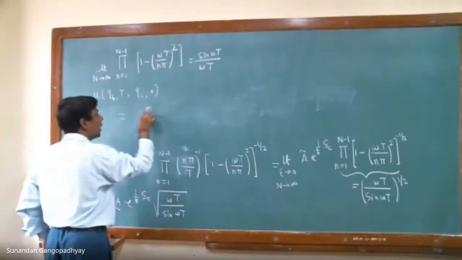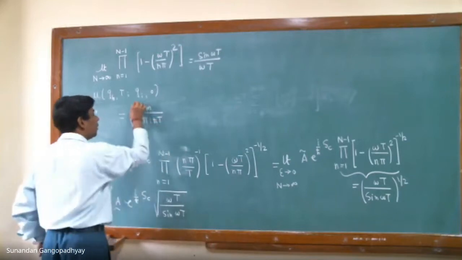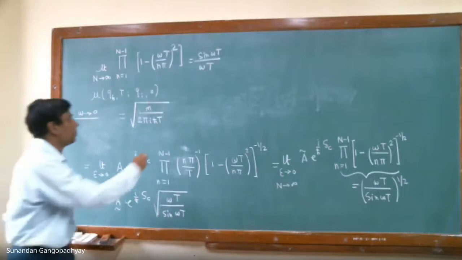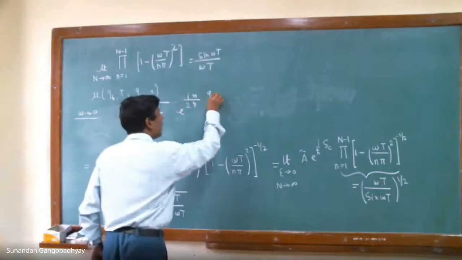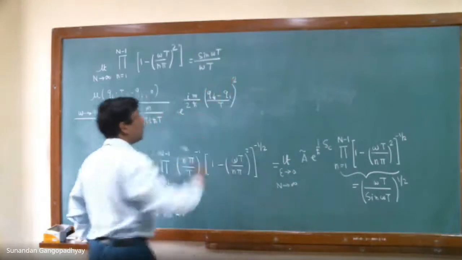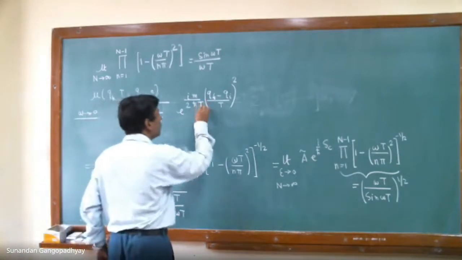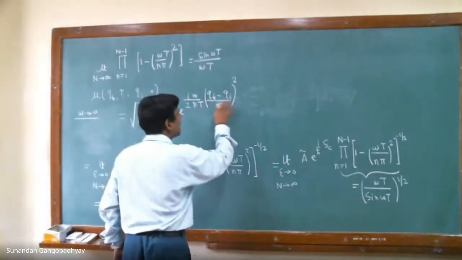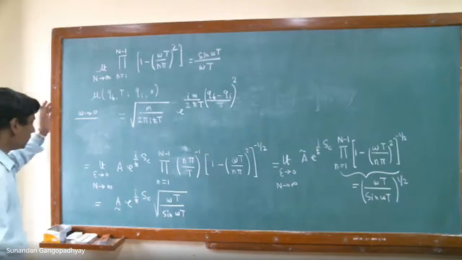The result is the square root of m by 2 pi i h bar capital T, times e to the power of i m by 2 h bar T, times q_f minus q_i, whole square. So this is the result for the free particle.